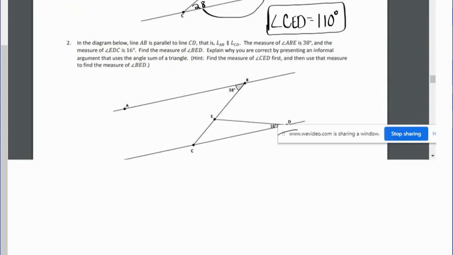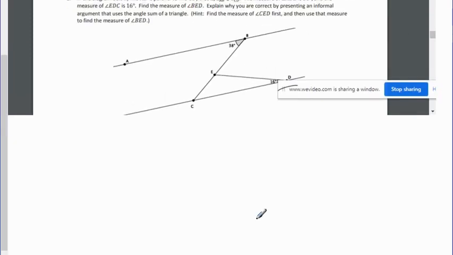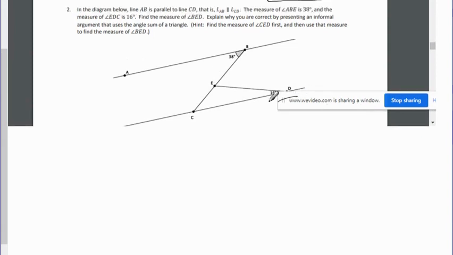Very similar to this one, okay? It gives us different angles. We need to figure out what angle it wants us to find, and it's saying find the measure of angle BED. So let's figure out where that is. Here's B, here's E, here's D. So this is the angle that we want right here.